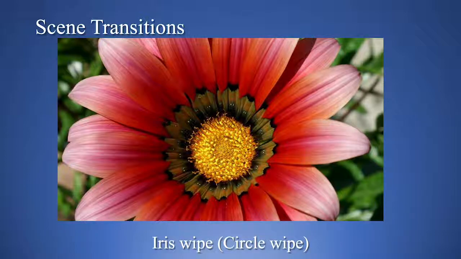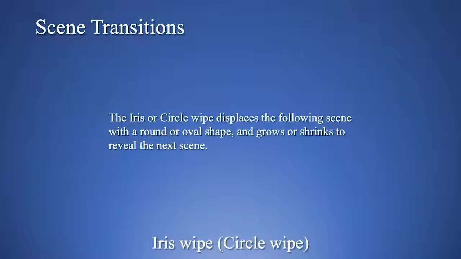An iris wipe or circle wipe. The iris or circle wipe displaces the following scene with a round or oval shape, which grows or shrinks to reveal the next scene.